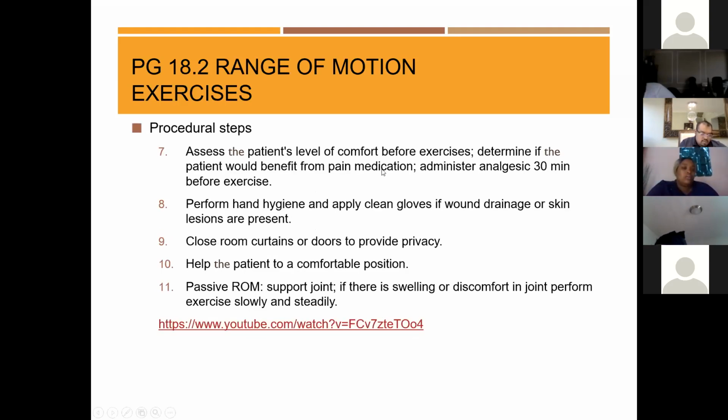Right? Assess your patient's level of comfort. Make sure they're not in pain. If they are in pain, give them some pain medicine. Let it sit on for about 30 minutes before you start any exercises, okay?